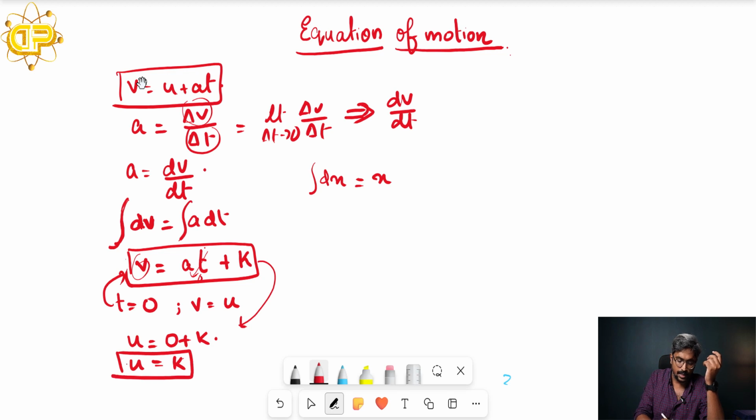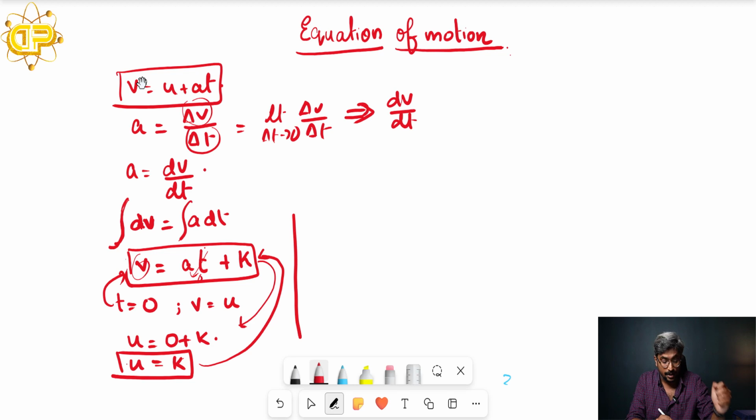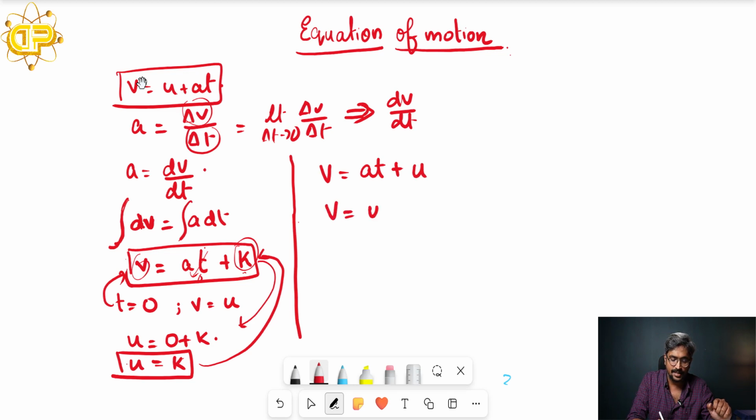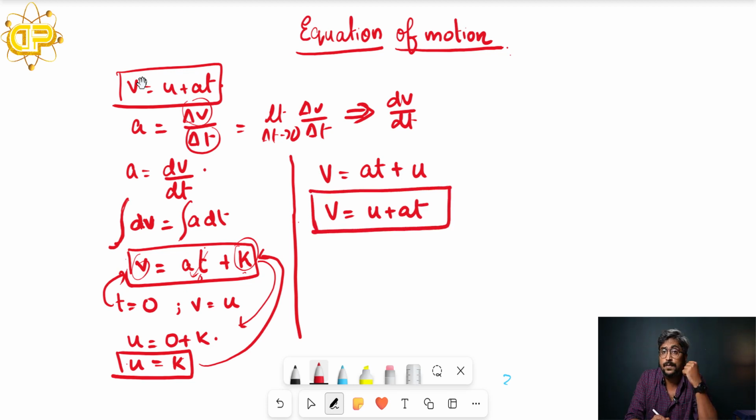Substitute this value here, then you will get the equation which we require, that is v is equal to at plus, instead of k, I am just going to write u. So there comes the equation, v is equal to u plus at. Here is the first equation. Using the integration method, we are getting the first equation.